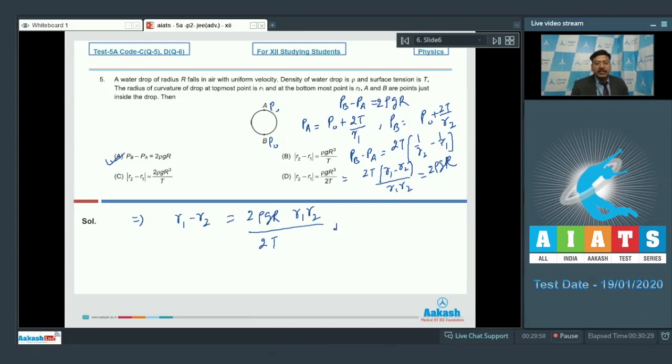In fact, R1 R2 can be replaced by capital R square. So if that is the case, then the value of R1 minus R2 is actually equal to rho G R Q by T, which is matching with option B. So option B is correct. Let's go to the next question now.